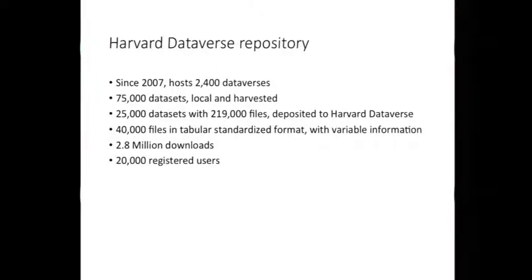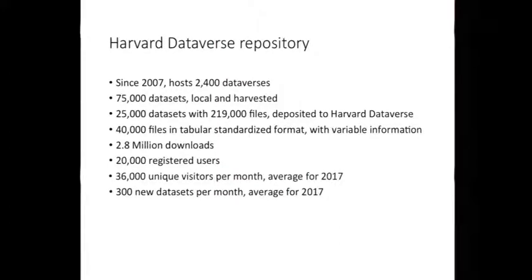And now there are 20,000 registered users in the repository, with 36,000 unique visitors per month in the last year on average, and 300 new data sets per month also on average. 50% of the data in the Harvard Dataverse repository, not in all Dataverses, is social science research data, and about 13% is biomedical data. The numbers from other disciplines are growing slowly, but in computer science, law, and others, more people are sharing data with open repositories like Dataverse.